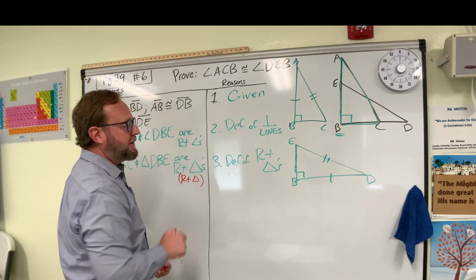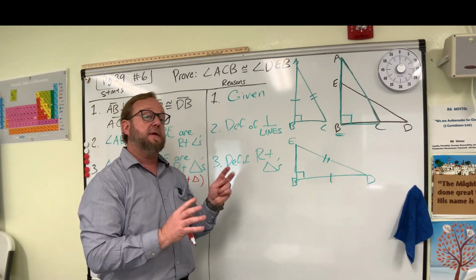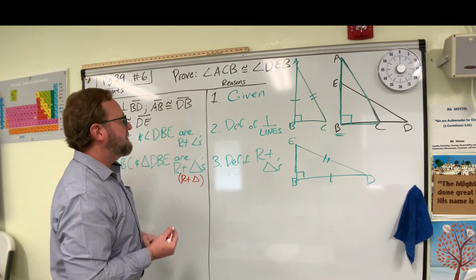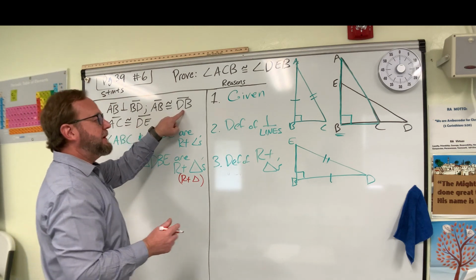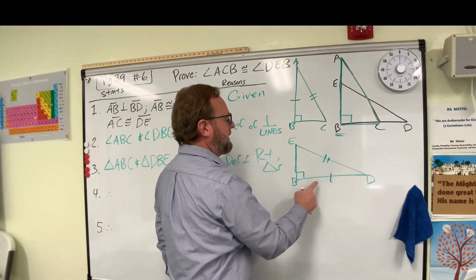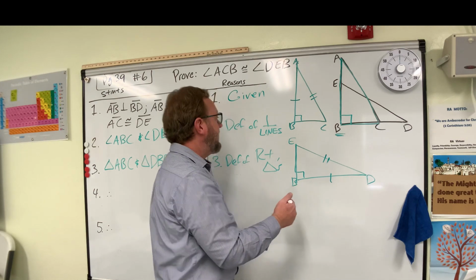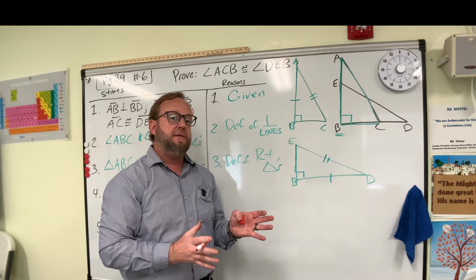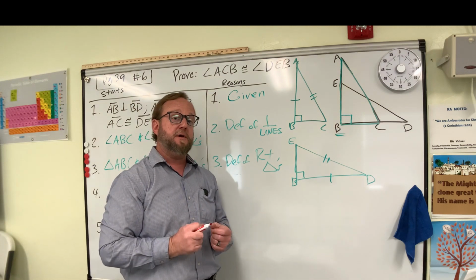Now that I have right triangles, I can look for things like hypotenuse, leg, angles that I've proven are already congruent. That might be a hypotenuse or a leg in my new right triangle. So let's look back. AB congruent to DB, is that a leg or a hypotenuse in my right triangle? It's a leg. So I could mark leg right there. That could be either the leg-leg theorem or the hypotenuse-leg theorem to prove my right triangle is congruent.